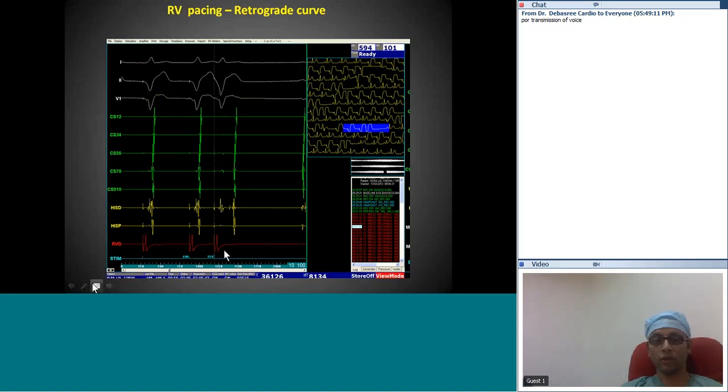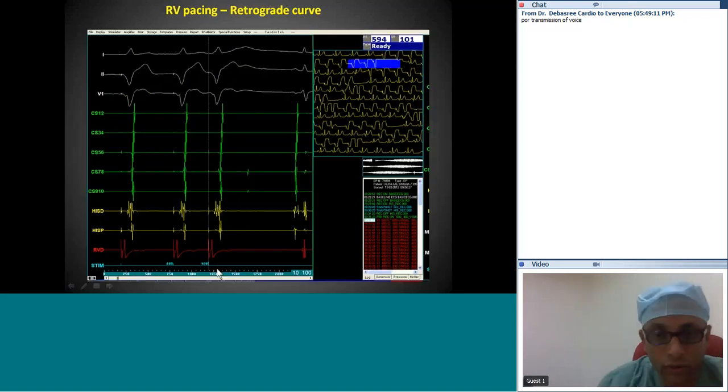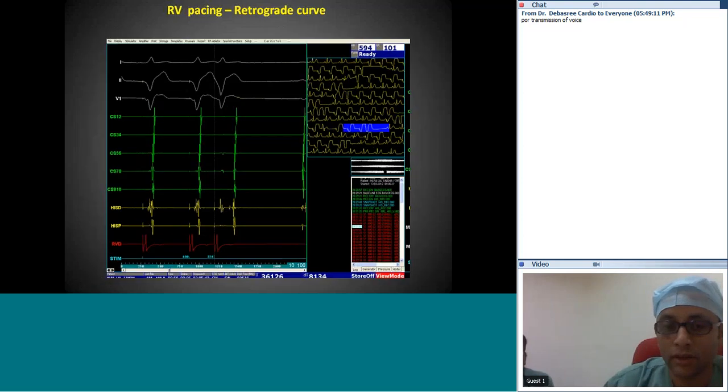Now let me go to the previous one. Here I am giving an extra stimulus. This is the drive train which is at 600 milliseconds, and the next one is the extra stimulus which is at 400 milliseconds. Now I am giving an extra stimulus at 320 milliseconds. When I give an extra stimulus at 320 milliseconds, there is a delay in the AV node. That is a property of the AV node.